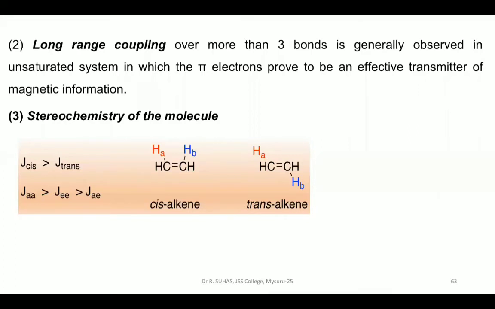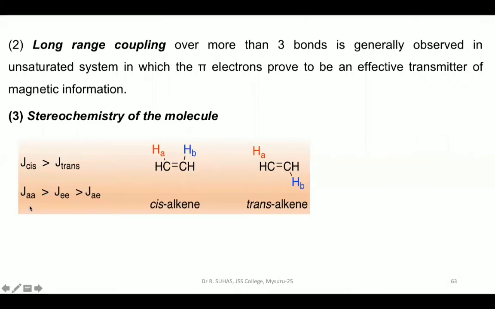The last and third factor which governs the coupling constant is the stereochemistry of the molecule. Whenever we say stereochemistry, we know that the arrangement of groups will be in different directions. So as soon as you say stereochemistry, two parameters that come to our mind are cis and trans. So this is cis alkene and this is trans alkene. Always trans alkene will have a higher coupling constant when compared to cis alkene. We will see just now.